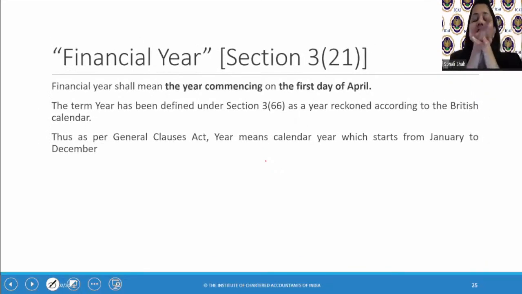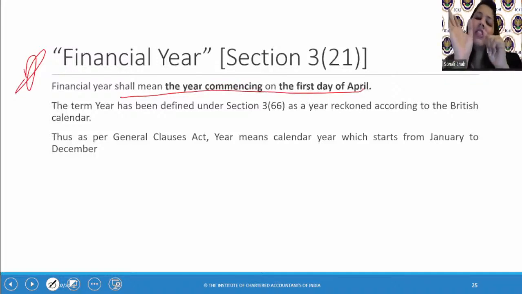Now, next is the definition of the word financial year. Please mark this as important. You get to see questions from this definition. Financial year shall mean the year commencing on the first day of April. So what is the duration of a financial year? 1st April to the 31st March of the next year. How do you reckon the calendar year? Calendar year starts from the 1st January and ends on 31st December. So whenever we are talking about financial year, we are talking about the year commencing on the 1st day of April. Okay?